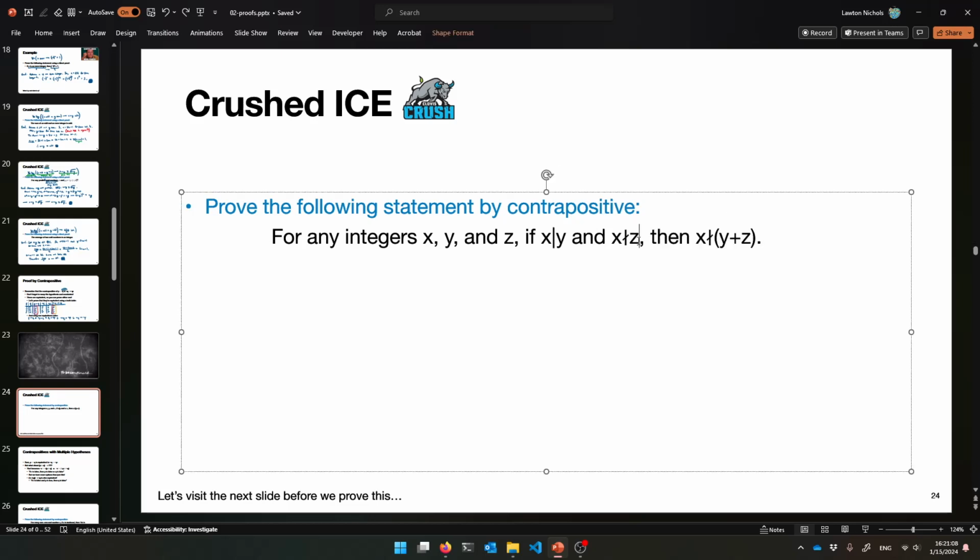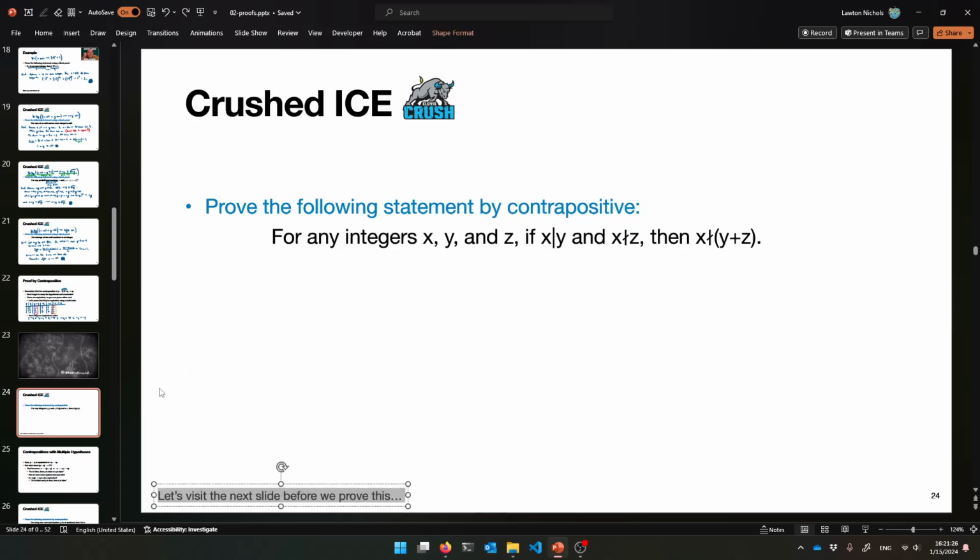See how this is ugly with some negations of divides in there? We know nothing about what it means to not divide. We only know what it means to divide something. So let's use contrapositive to negate some of this stuff after flipping them. That's going to make it easier, right? But this one's actually a little bit tricky, so let's visit the next slide before we prove it.